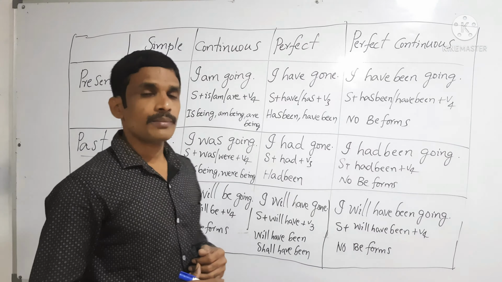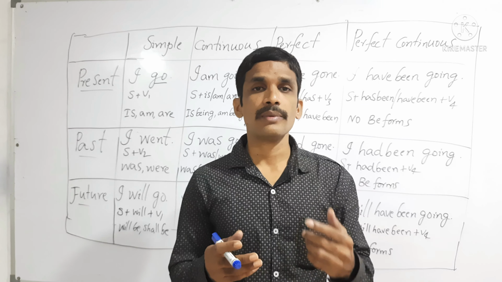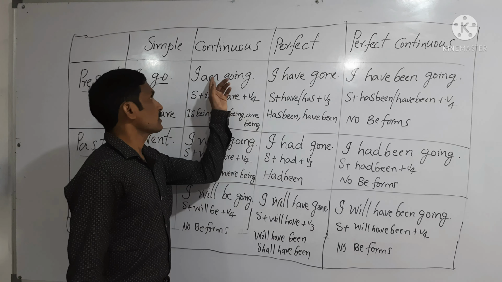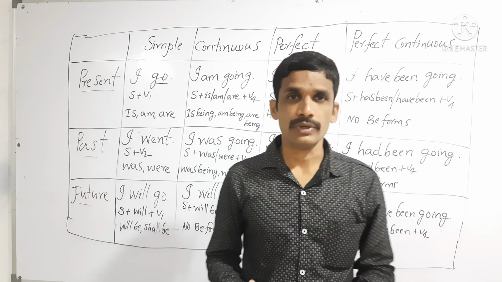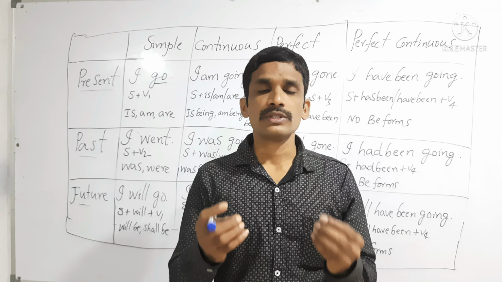And as we know, the present continuous tense we use to describe an action which is going on at the time of speaking. Present, what I am doing: I am explaining tenses. So to describe an action which is going on at the time of speaking, we use the present continuous tense.